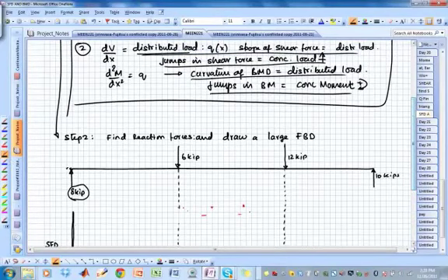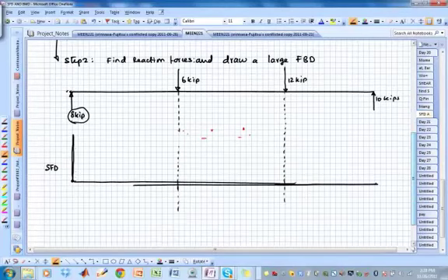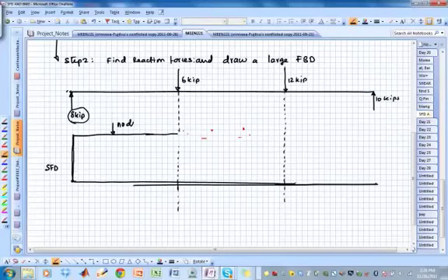Notice that the slope of the shear force is the distributed load, right? So look here, there is no distributed load, so the slope is 0. So I'm going to go horizontal all the way up to here. No distributed load, which implies slope is 0.